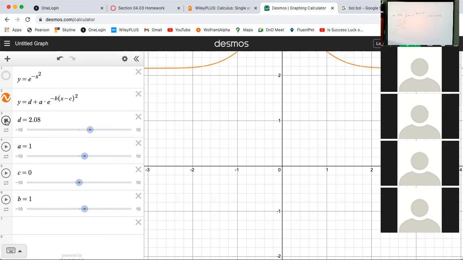Oh, I don't have enough window. It comes through and then disappears. So if we watch D go back and forth, we can see the graph moving up and down.